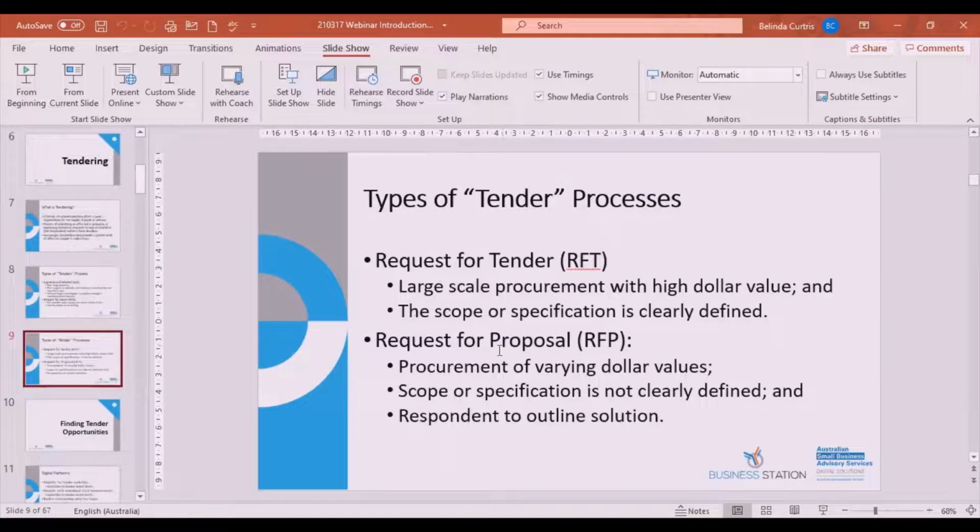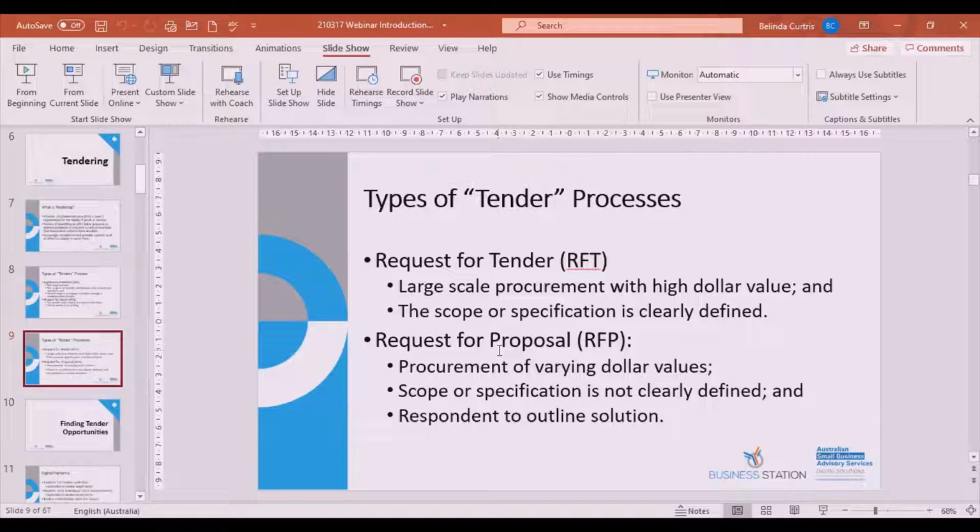So other terminology, request for tender: generally large scale procurement with a high dollar value, but importantly the scope or the specification is clearly defined, so the buyer knows exactly what they want, and then you need to frame your bid in response to that clearly defined scope or specification.